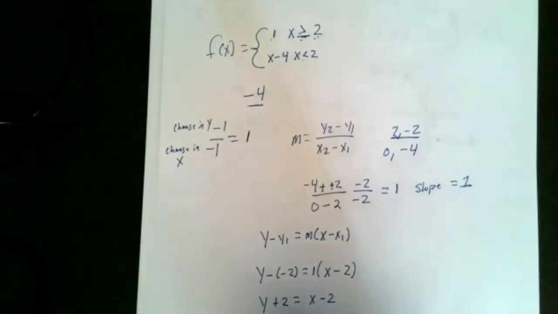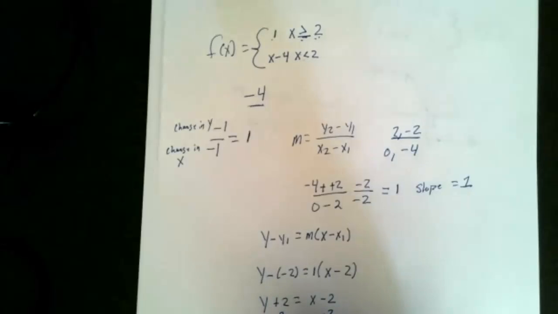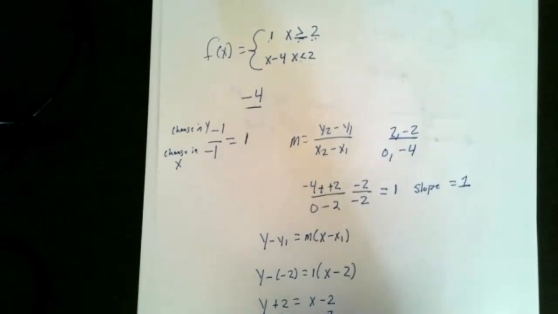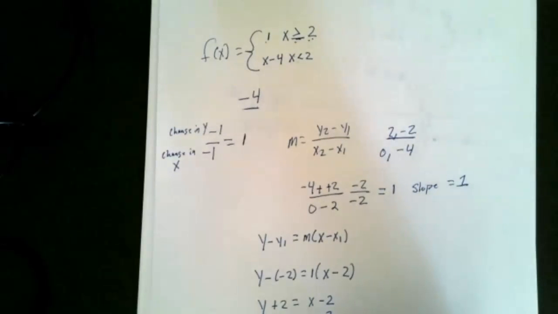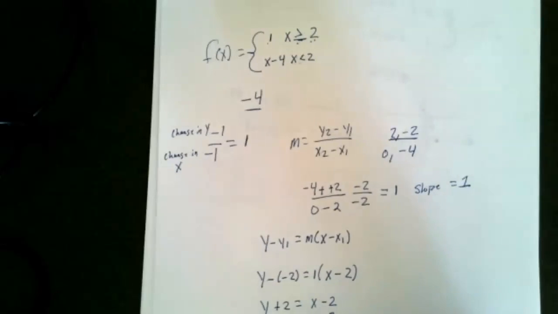And then I just isolate my y variable by subtracting 2 from both sides. I'd have y is equal to x minus 4, or f of x is equal to x minus 4. Then all that would be left is to put my domain in, just like that.